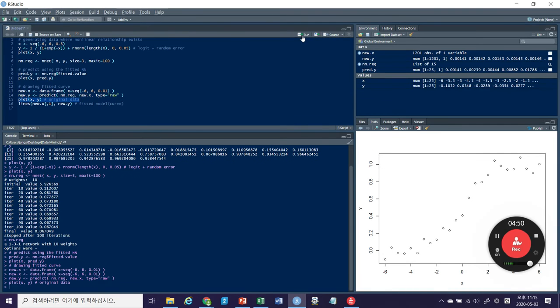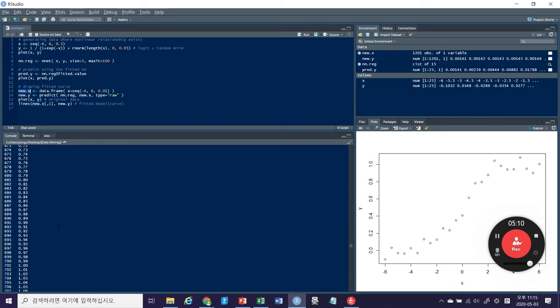This one is the original data set, the training set, and we plot the predicted value, the fitted curve, using this new.y, the predicted value for the new data set, and this new.x is the newly generated data set. There must be many more points, right? Because the increment was 0.01. And we use the lines function to draw a line connecting those dots, the dots having very small increment. Then you can see that this is the fitted line predicted by the neural network.